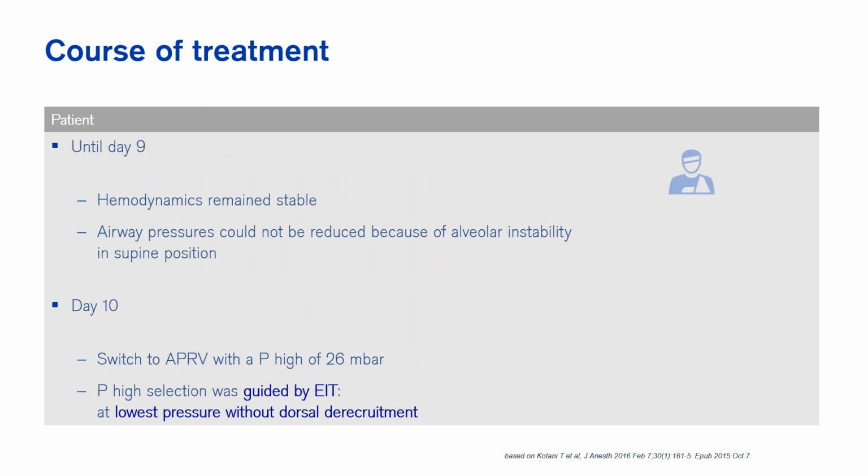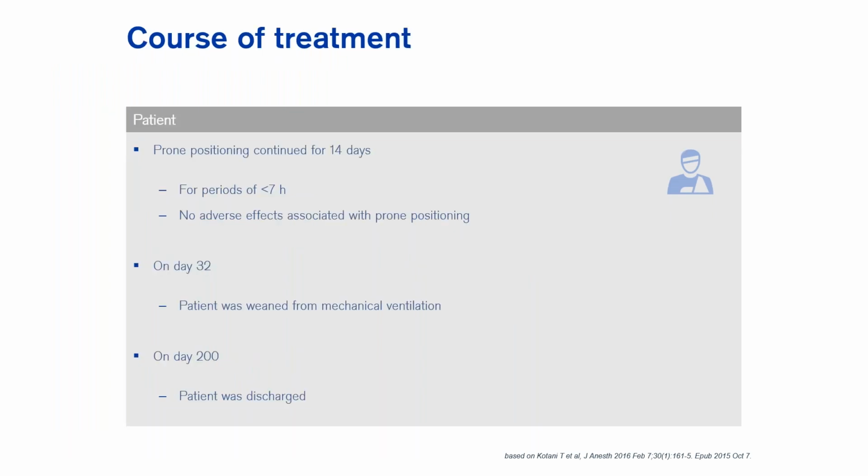And until day 9, that patient remained hemodynamically stable. Unfortunately, the airway pressure could not be reduced because of the alveolar instability in supine position. And on day 10, they switched to APRV with a pressure high of 26 millibar, and the pressure selection, so the pressure setting on the ventilator, was guided by EIT. So basically, they were looking for the lowest pressure without dorsal de-recruitment.